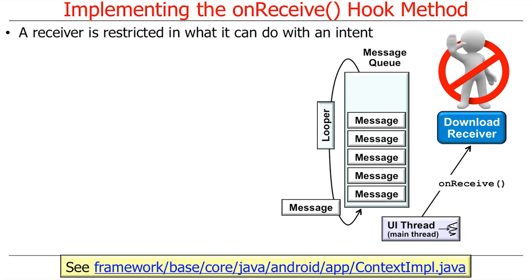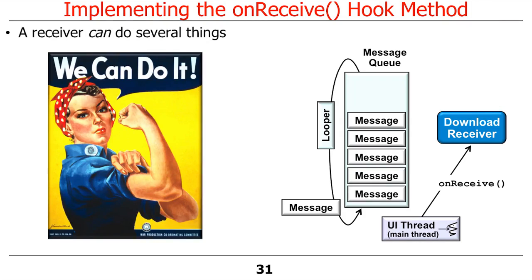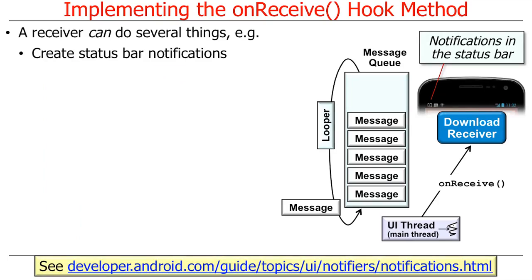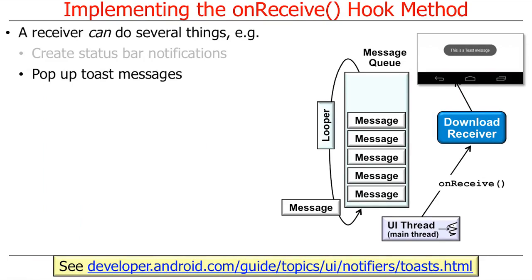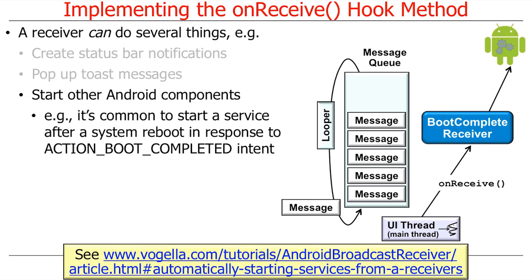A receiver is restricted in what it can do with an intent. For example, it can't register other receivers, it can't bind to a service, nor can it show a dialog. It can, however, do several things. A receiver can create status bar notifications. It can pop up toast messages. And it can also start other Android components, such as activities, services, or other broadcast receivers. For example, it's a common use case to have a broadcast receiver start a service after a system reboot in response to receiving the action boot completed intent.